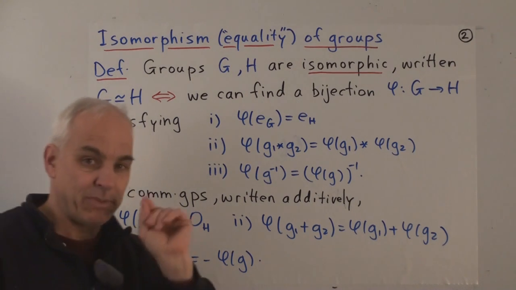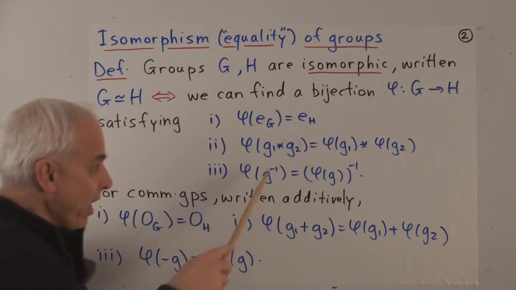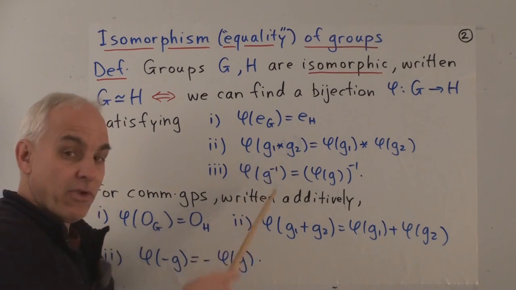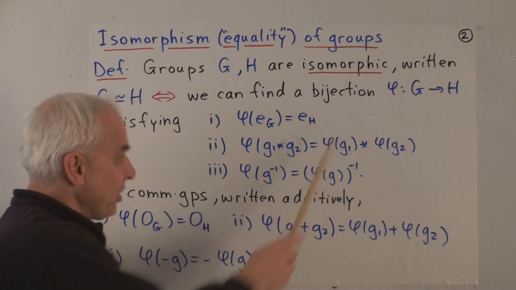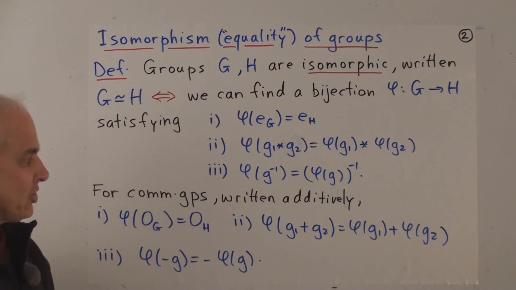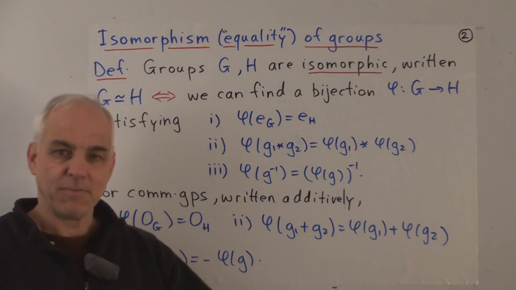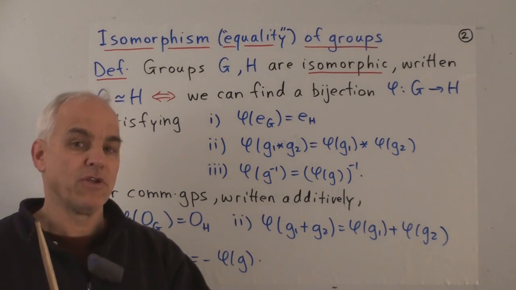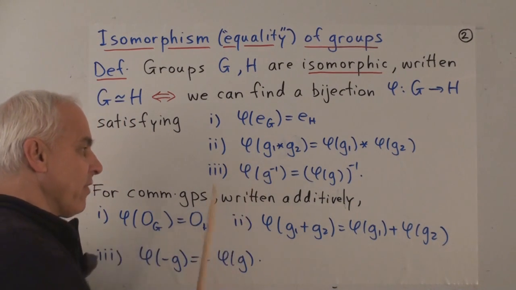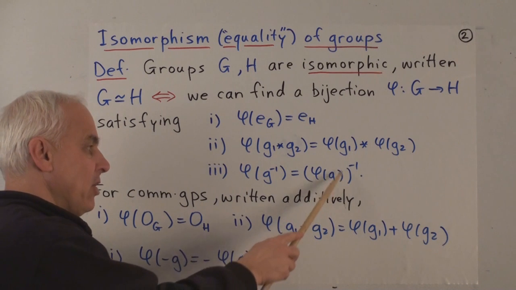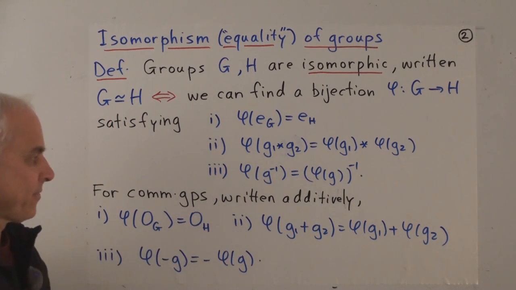So I'm not making it explicit here, but it's important to be aware that this multiplication here refers to the multiplication in G, while this multiplication refers to the multiplication in H. And finally, it's natural to require that this map phi preserve our notion of inverse, namely that phi of g inverse equals phi of g, all of that inverse.